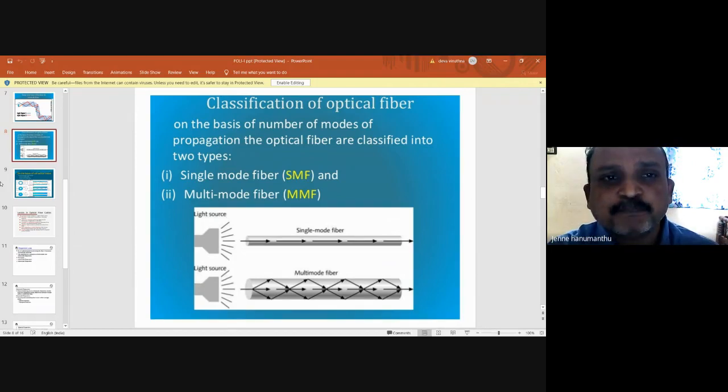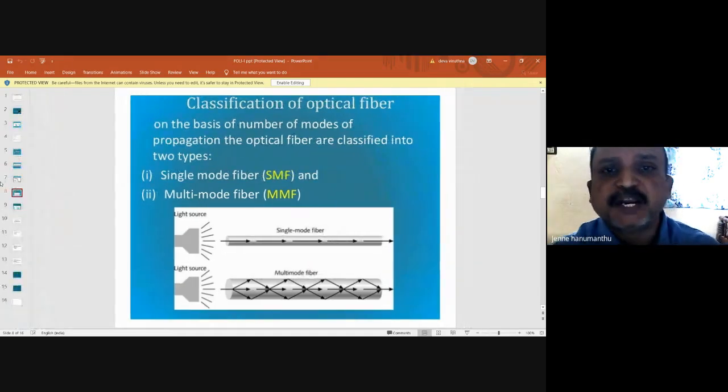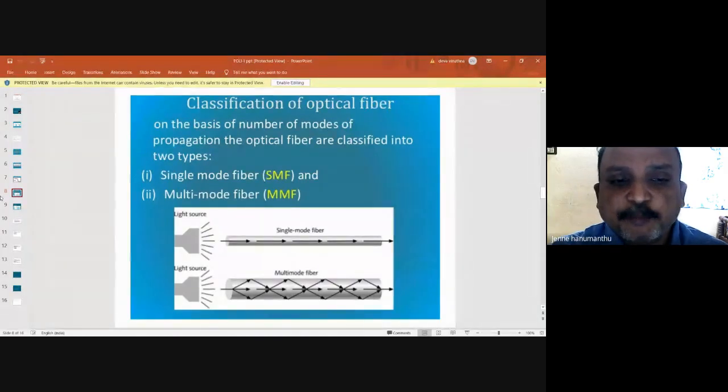Group delay is also called pulse fading. See, when the light may take three paths, any path one may be delayed at the end. Sometimes path 2 may be delayed at the end. Path 3 also delayed at the end.